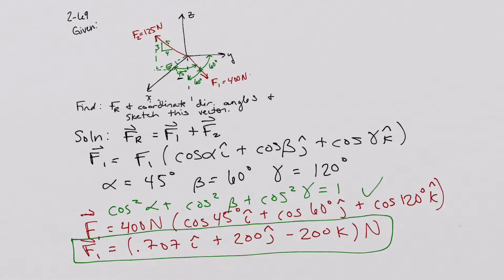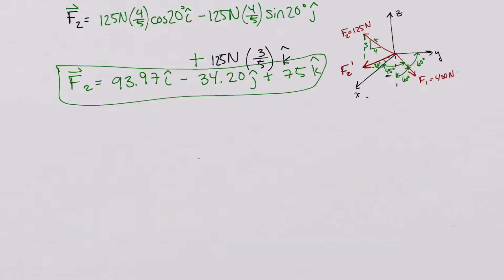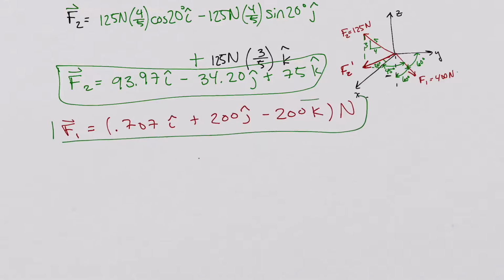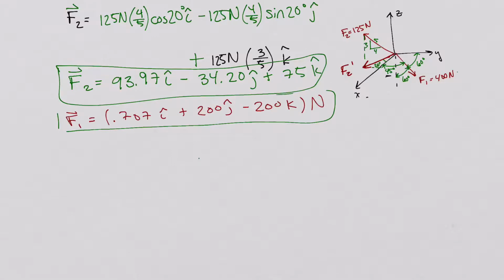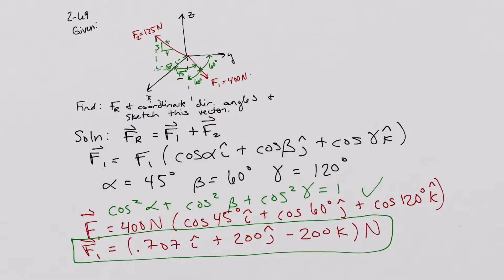So I'm going to go ahead and bring this F1 over, just to make it a little bit easier for us. So we have F1 and F2. So the resultant force, so FR just equals that F1 plus F2. So that'd be that 93.97 plus 0.707 times I. And I did do, oh, I didn't multiply by times 400. I thought that was wrong. I was wondering why that number was so small right here.